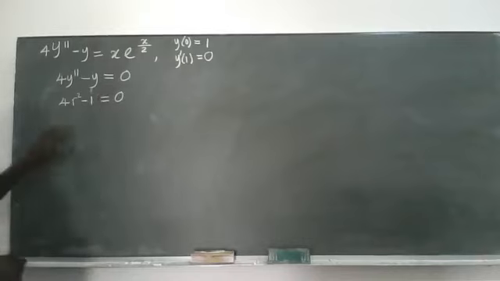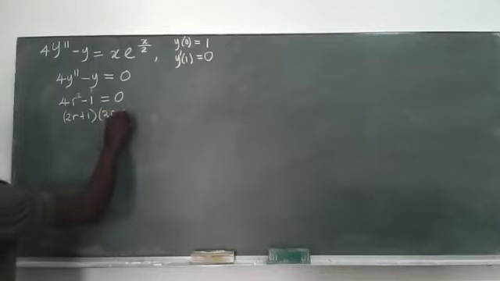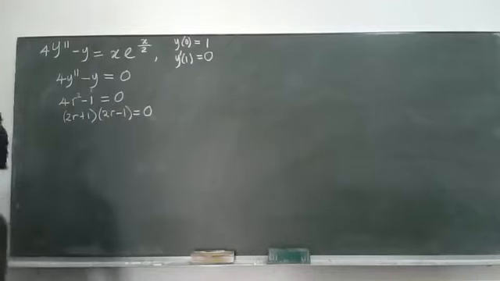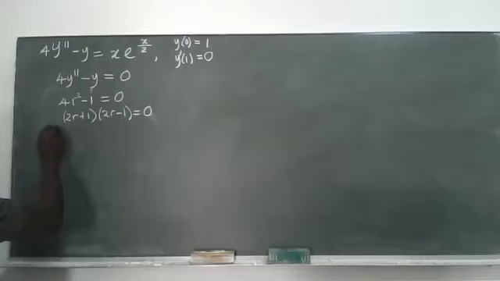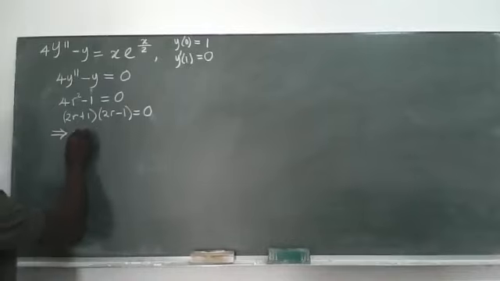If you look at this expression now, it's a quadratic, which is a difference of 2 squares. So factorizing this one, you will end up with (2r plus 1)(2r minus 1) is equal to 0. Now, having factorized this characteristic equation or auxiliary equation, you can clearly see that r is equal to plus or minus 1 over 2.